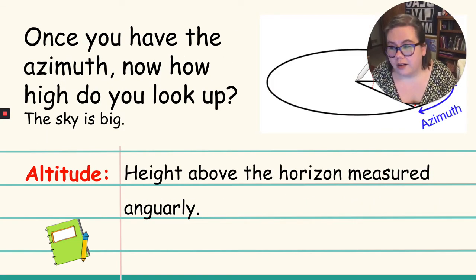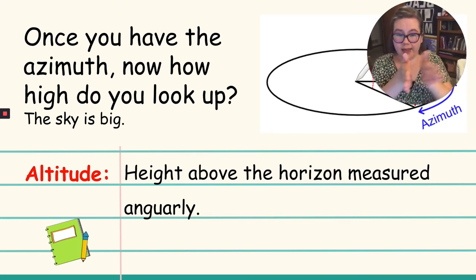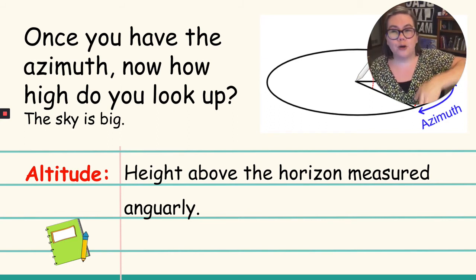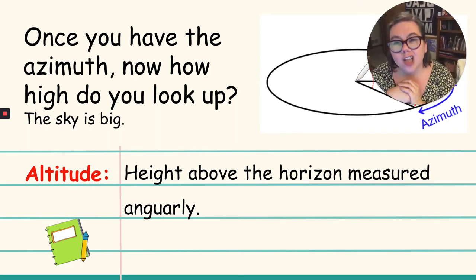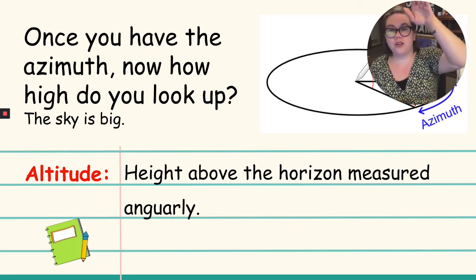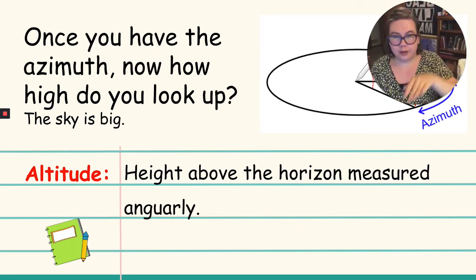Another vocabulary here. So once we have the azimuth, the side-to-side perspective, how do we know how high up in the sky to look to find a star? Because the sky's real big. How do you know how high up to look? And this is called the altitude, or the height above the horizon measured angularly. So again, in angles. But it's the height above the horizon going up, okay?